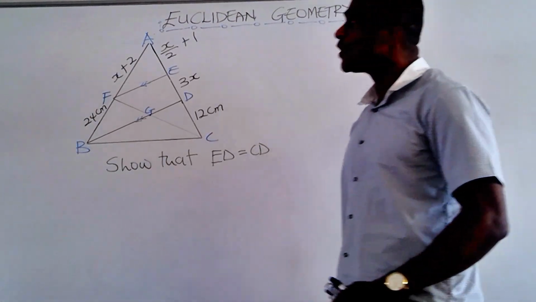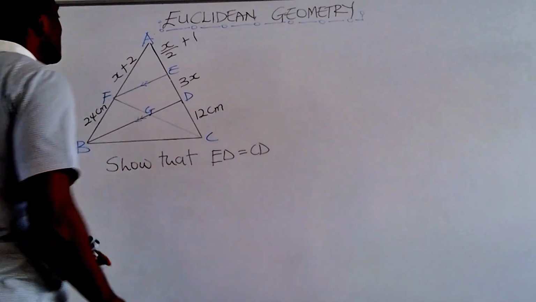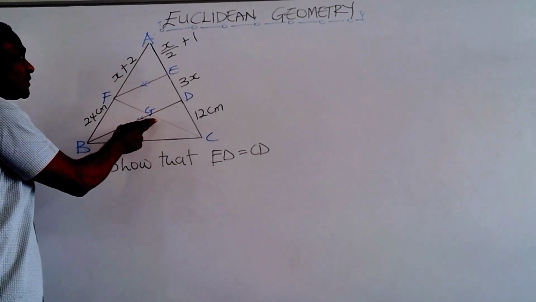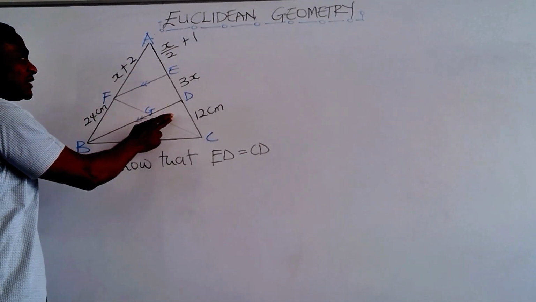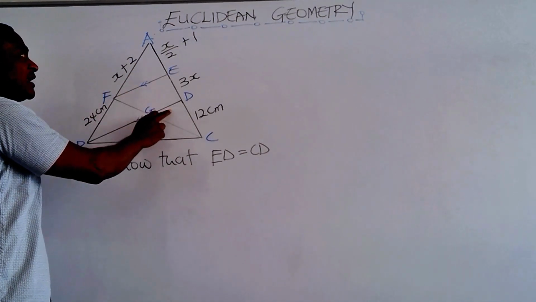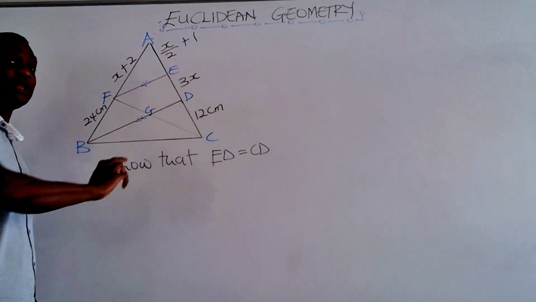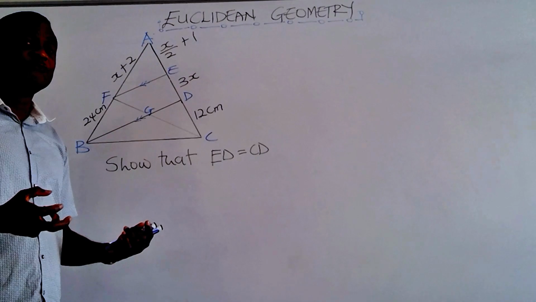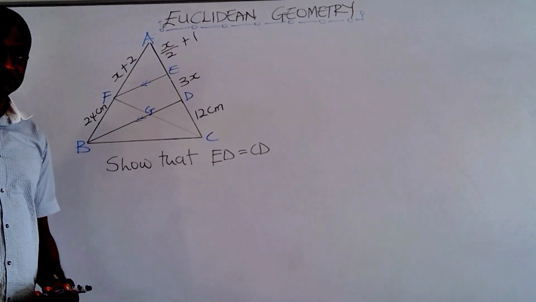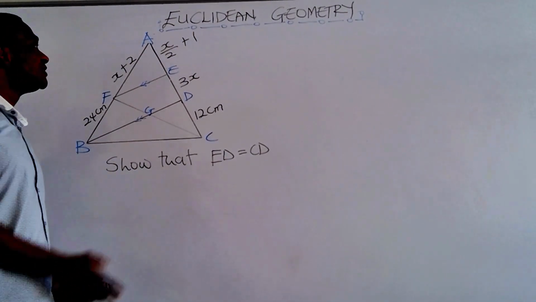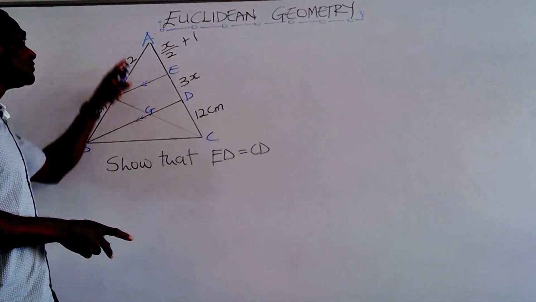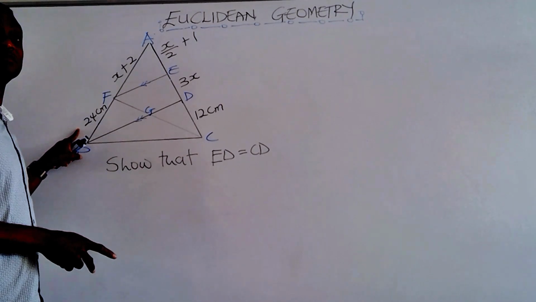Now, how do we go about it? We use the proportionality theorem, which says that if two parallel lines are involved in a triangle, then those parallel lines will divide the lines proportionally. Remember, proportionally. This is different from the midpoint theorem. The midpoint theorem divides equally, but this divides proportionally.